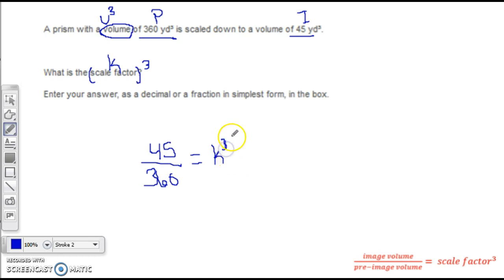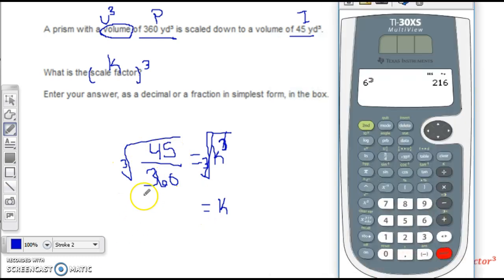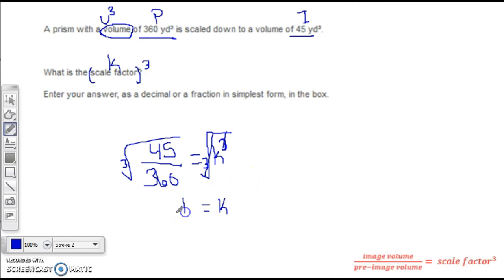All right, so I'm trying to solve for K, which means I need to get rid of a cube. To get rid of a cube, you need to take the cube root of each side. Because cube and cube roots cancel, leaving you with just K. And then you need to figure out the cube root of this side. So this is pretty much just a calculator problem. If you have this one calculator that I love, you can type in 3, and then the cube root, and then you can hit the fraction button, and do 45 over 360. And that'll give you your answer. Your scale factor is 1/2.